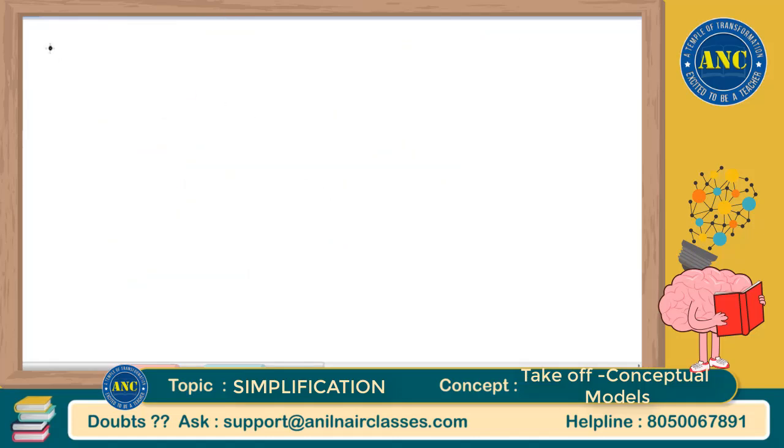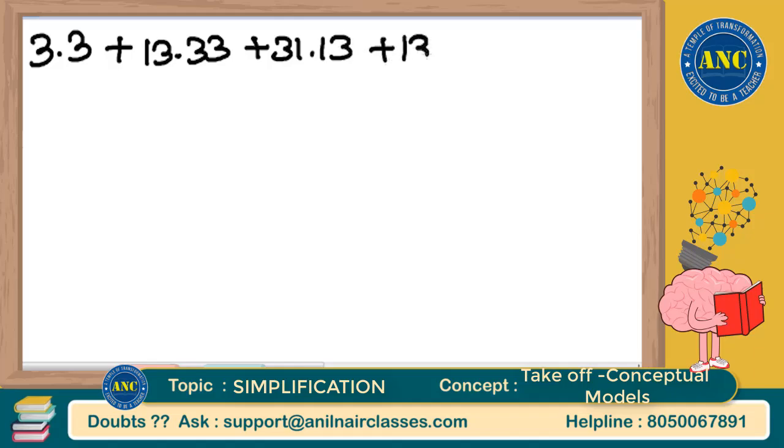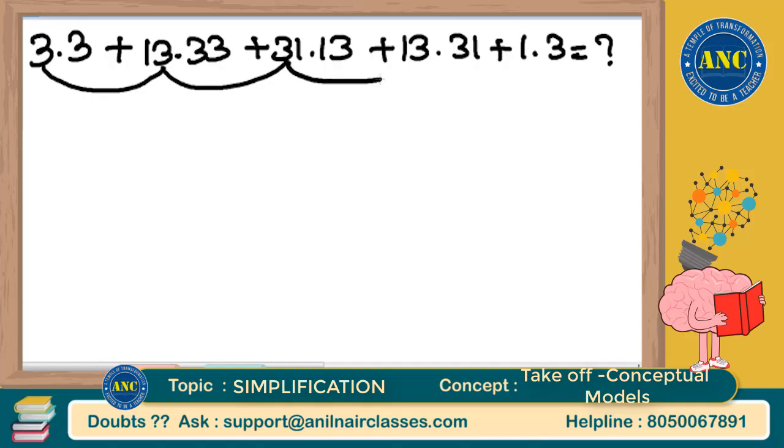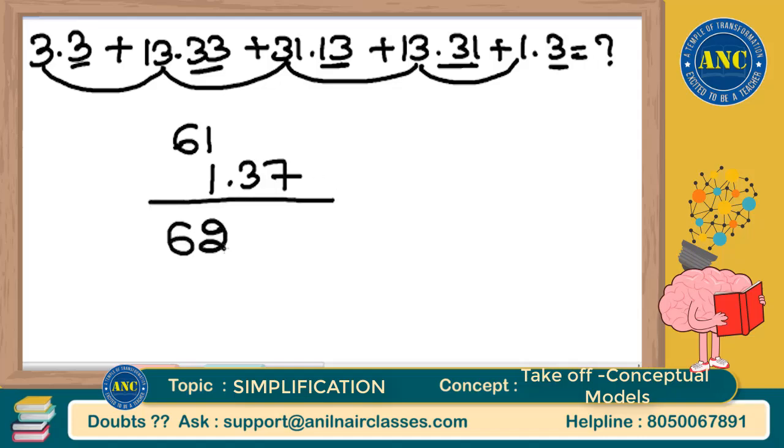One question of a similar sort. Again 3.3 plus 13.33 plus 31.13 plus 13.31 plus 1.3. Add the whole numbers quickly. It is 16. 16 plus 31 is 47. 60 and it is 61. 61 is what I got. 0.3 plus 0.33 is 0.63. 0.63 plus 0.13 is 0.76. 0.76 plus 0.31 is 1.07. Plus 0.3 is 1.37. Answer is 62.37.